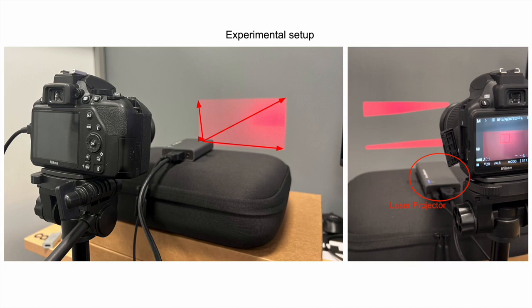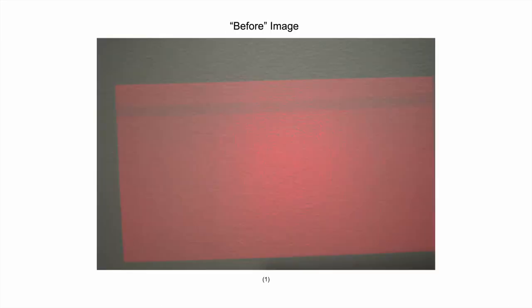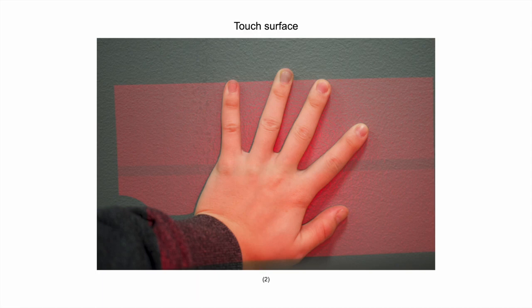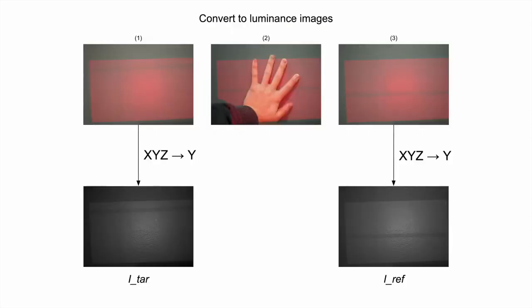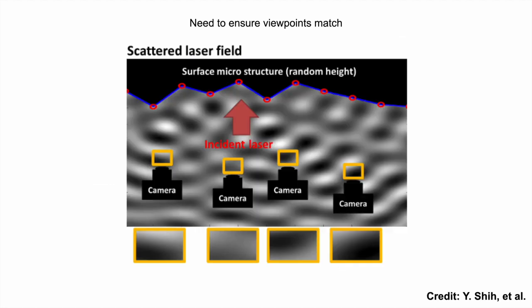For my project, I recreated the experimental setup of the original paper. I have a DSLR camera pointing to a surface illuminated by a micro laser projector. I took a before image before tampering with the surface, an image showing how I tampered the surface, which is only used for reference, and an after image, after I finished tampering with the surface. Given the before and after images, I first convert them to luminance images using the XYZ color space.